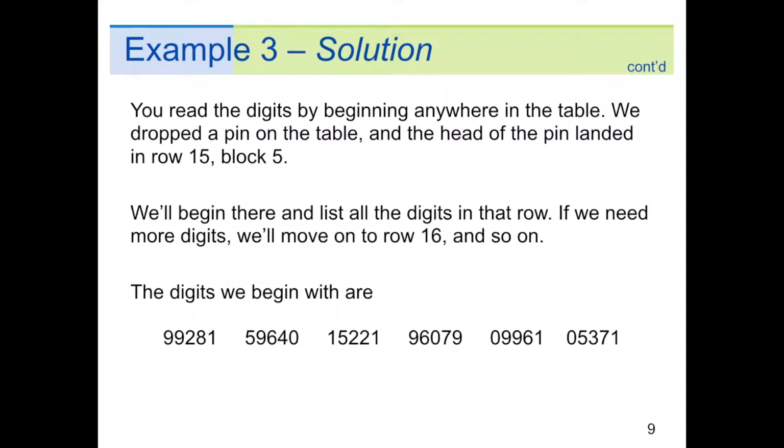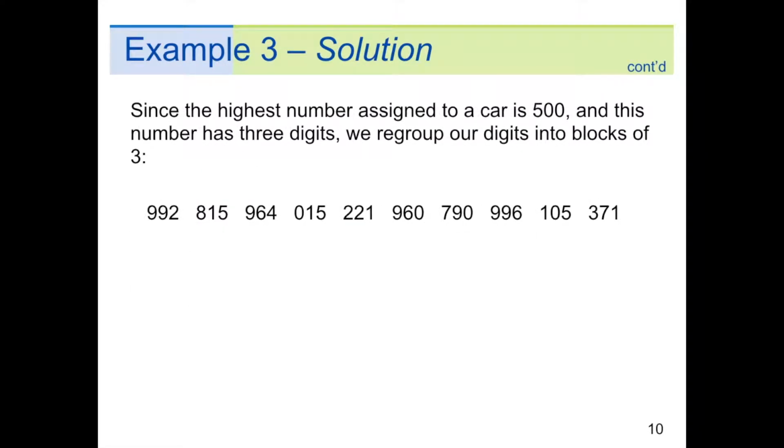The digits we begin with are, and here are the digits. So they dropped a pin on the table and it landed on row 15, block 5. So we start off with these digits. And we're going to use these digits to randomly choose our group. Since the highest number assigned to a car is 500, and this number has 3 digits, we regroup our digits into blocks of 3. So instead of having 5 digits each, they have 3.